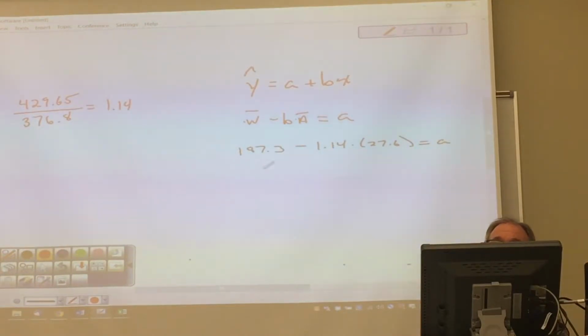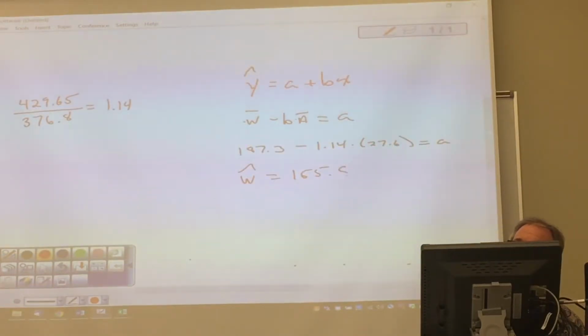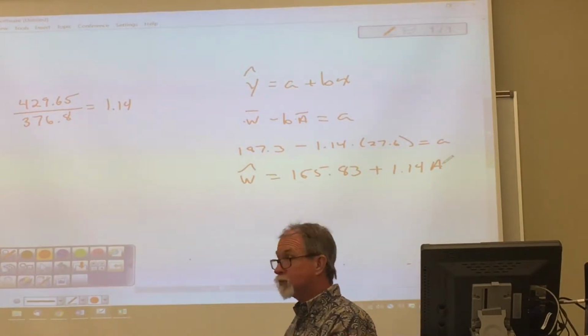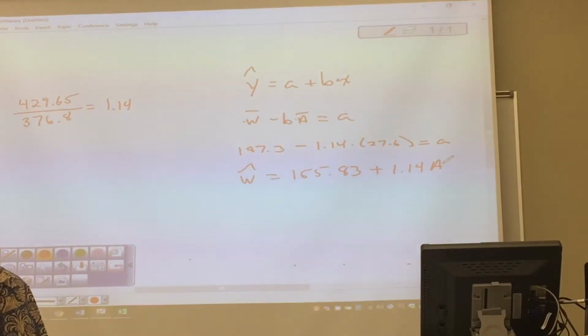So now we got the equation. The estimated weight is equal to 155.83 plus 1.14 A. So that is what we call our equation. That is the linear regression equation.